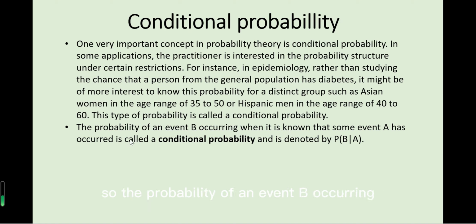The probability of an event B occurring when it is known that some event A has occurred is called a conditional probability. We denote conditional probability in the form P(B|A), which means the probability of B given A has occurred. So both B and A are events.